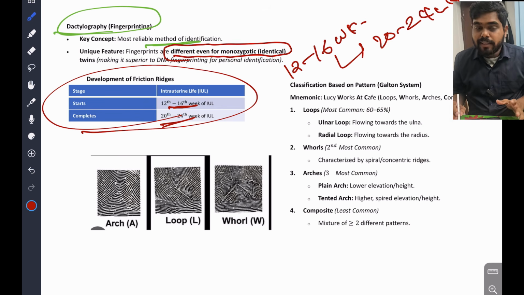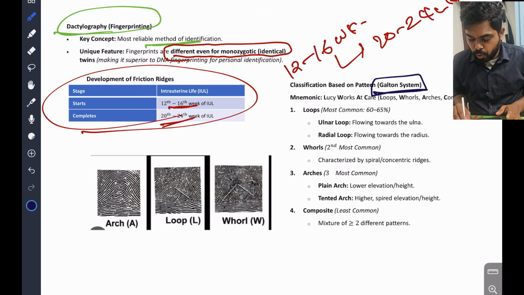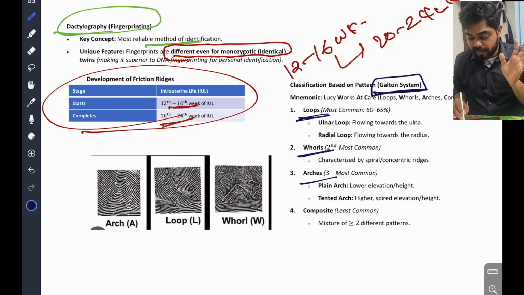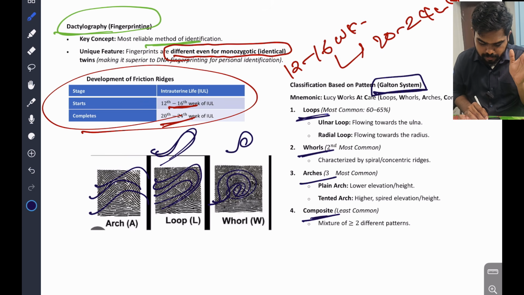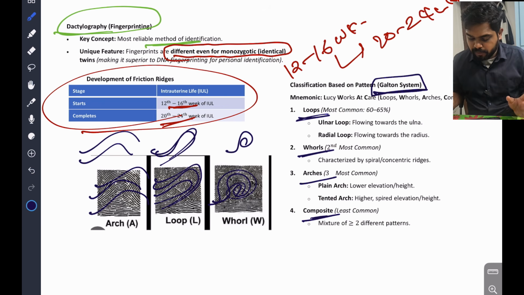So we can see the classification of this also. Earlier there were multiple questions; nowadays they are simple, direct questions. The classification system is known as the Galton system. We have loop variety, whorls variety, arches variety, and composite variety. You can see arches here, loops here, and whorls here. This is whorls, this is loop, this is arches, and composite is a mixture. There are different example types, so it is important to see this.